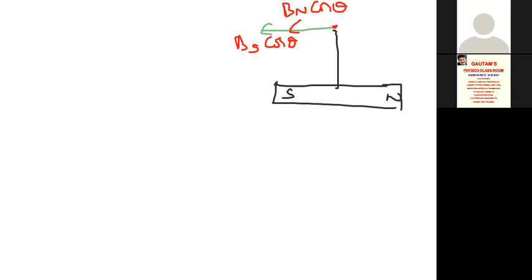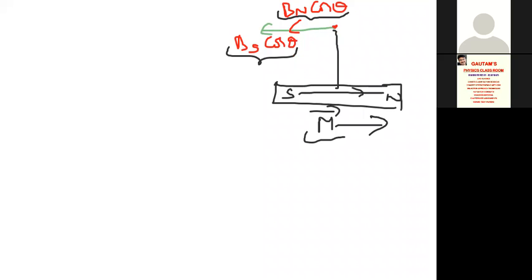Now observe carefully. The time has come to observe carefully. Magnetic moment m bar is always directed from south pole to north pole. Magnetic moment is directed from where to where? South pole to north pole. See the direction of Bs cos theta and Bn cos theta. They are opposite to the magnetic moment. The m bar direction is left to right, and Bn cos theta and Bs cos theta are right to left. As they are in opposite directions, what should I write?